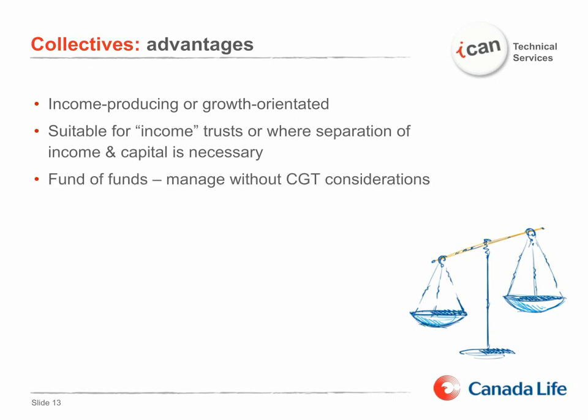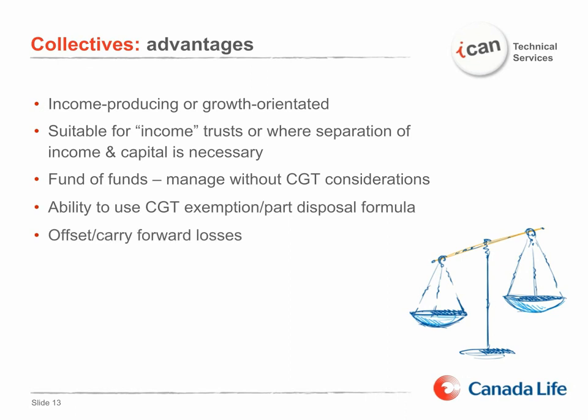Some collectives are run on a fund-of-fund basis, whereby the fund manager is able to alter the investments when he chooses without triggering a tax event, rather like through a life assurance contract. Therefore, it is possible to professionally manage and review the portfolio without any CGT consideration, although the investor arguably loses an element of control. You have the ability to use the CGT annual exemption, and as I've just shown you, you can also use the part disposal formula. You can offset any losses or carry them forward to future years. And of course, you get the CGT uplift on death, as any CGT liability dies with the owner.